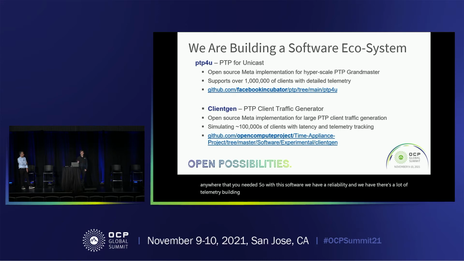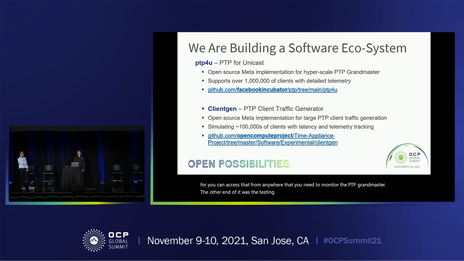So even if you're running 1 million clients, you still need to see how many packets per second, how many clients are connected at any given time. It's all exposed through documentation and telemetry calls on the PTP4U. You can access that from anywhere that you need to monitor the PTP Grandmaster.